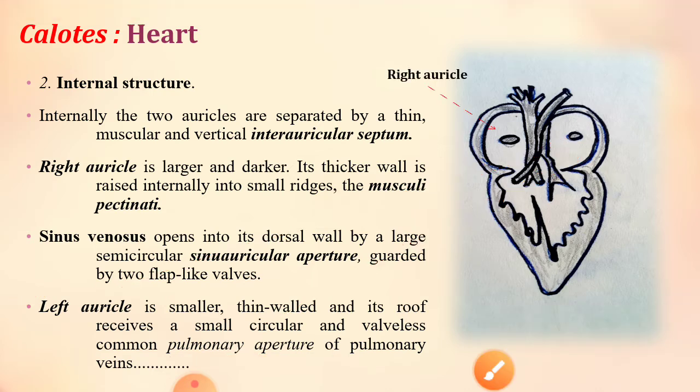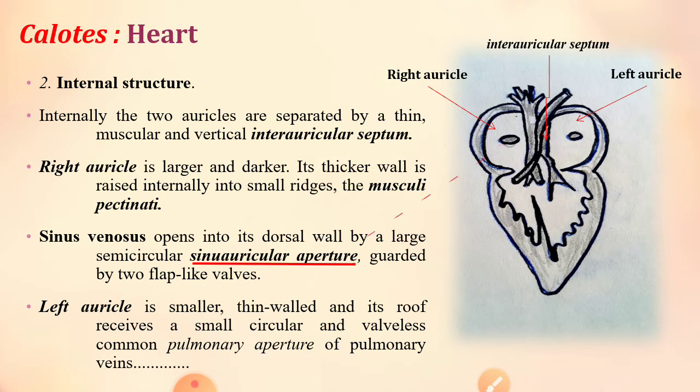Then this is the right auricle, then the left auricle, which are separated by a single septum, called the interauricular septum, then the sino-auricular aperture, which is found at the base of the right auricle.